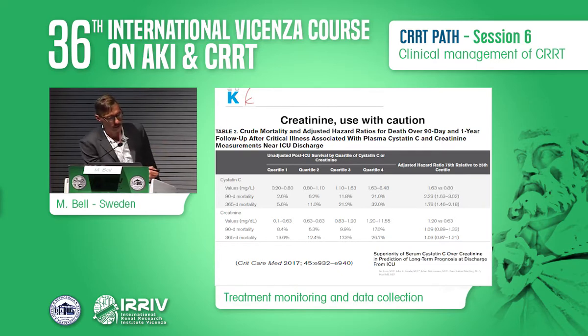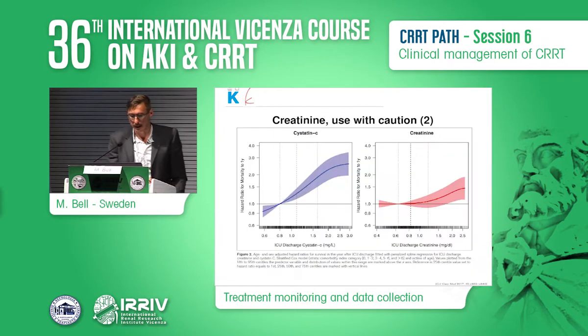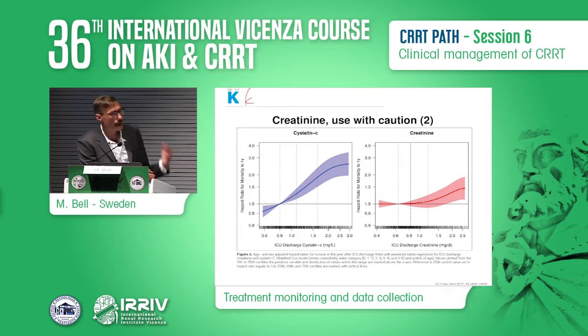When we discharge them, looking at quartiles from low to higher creatinine and low to higher cystatin C, you can see that creatinine has a U-shaped curve, with patients with very low creatinine at discharge having a higher mortality than the mid values, whereas cystatin C, in contrast, is a linear curve. And shown in the same picture here, at ICU discharge, the last day or next to last day of ICU, discharge cystatin C is a linear curve with 1 year mortality.